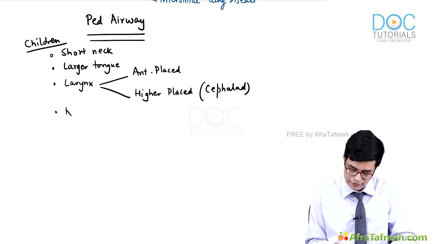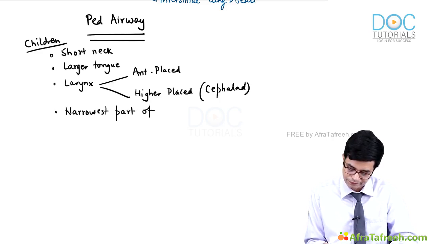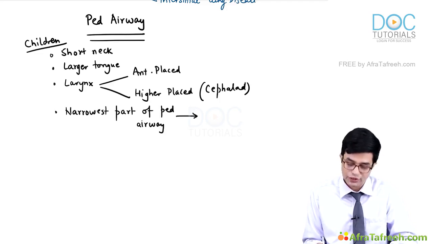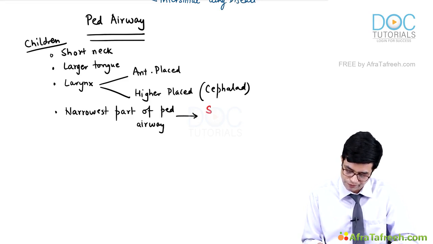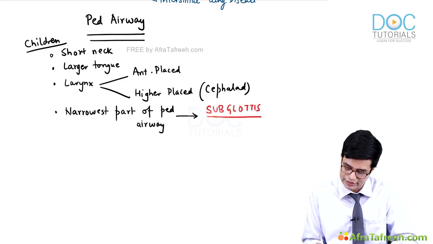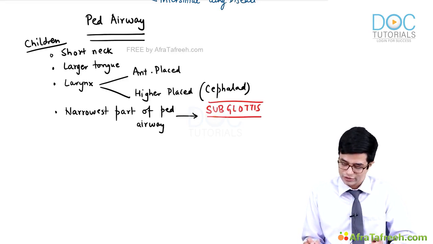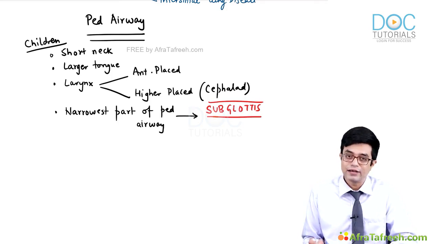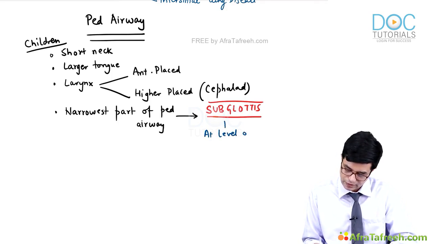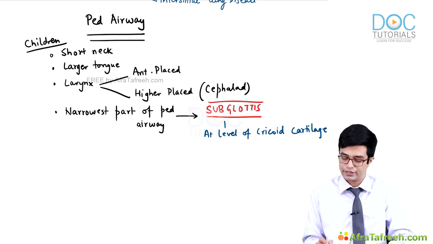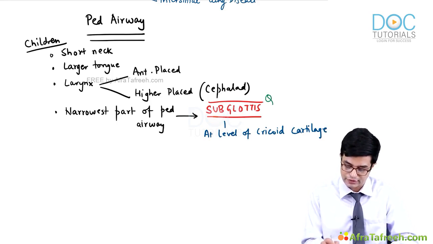The narrowest part of pediatric airway is not at the glottis, it is at the subglottic region. So, potential MCQ, it is the subglottis. Sometimes they don't write subglottis, they write the landmark. So, it is subglottis which is at the level of cricoid cartilage. So, at the level of cricoid cartilage, the subglottic region is the narrowest part of pediatric airway. MCQ on this has been asked in the past.